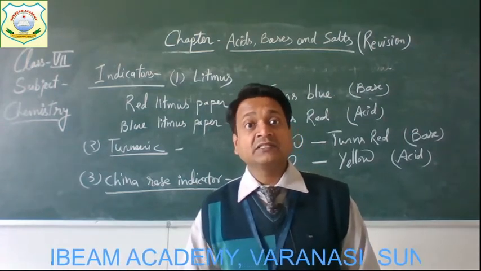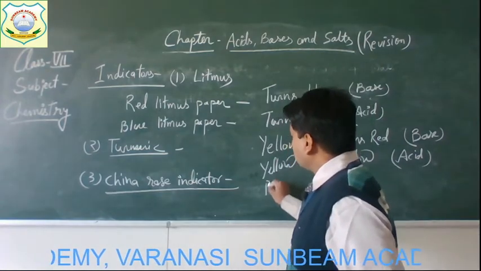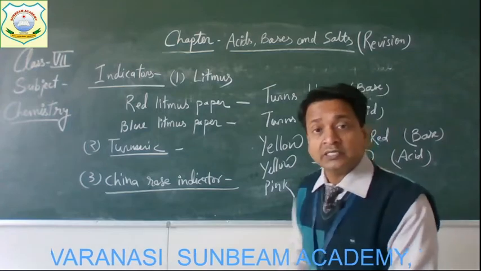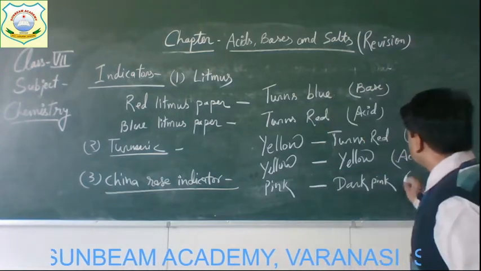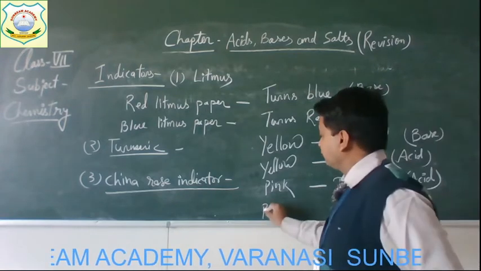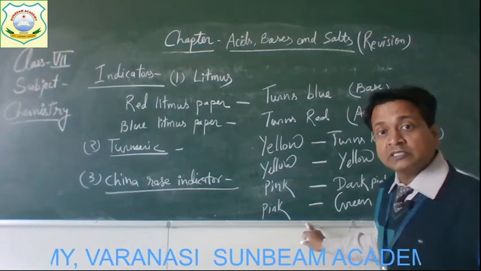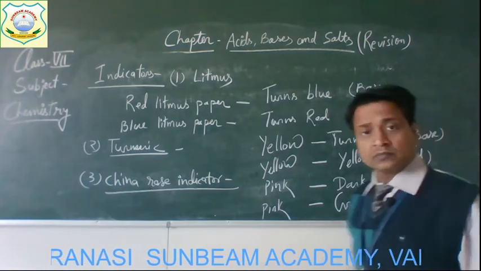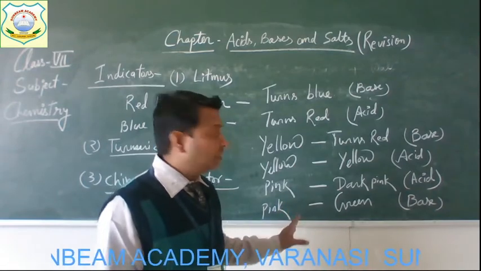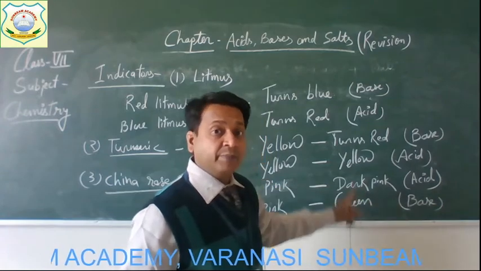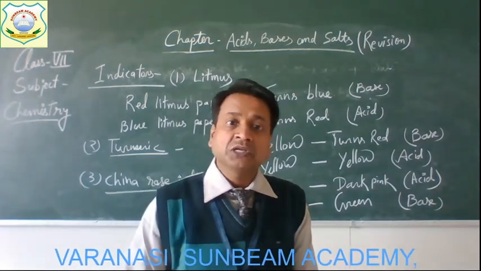Alright, and you can test acids and bases with this indicator. So, if this pink color turns dark pink, this indicates that the substance is an acid. And if this pink color changes to green, this indicates the substance is a base. Get it? So, by using this China rose solution, we can find out whether the given material is an acid if it turns dark pink, or a base if it turns green. And if there is no change in color, it means that substance is a neutral substance.